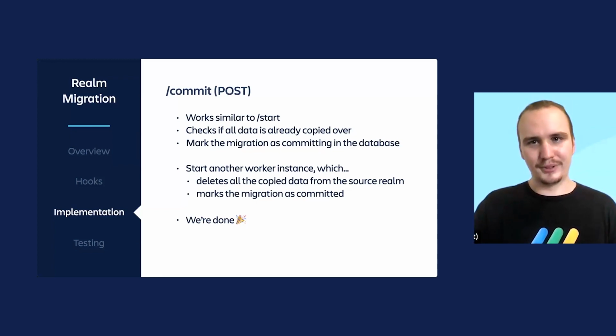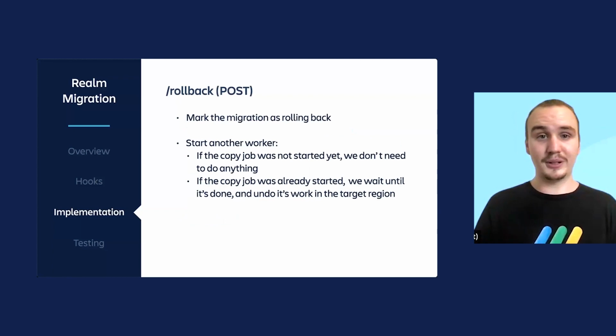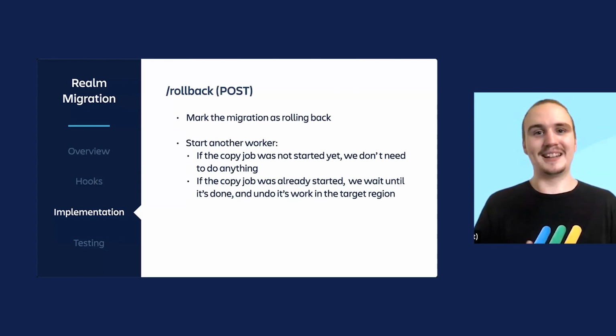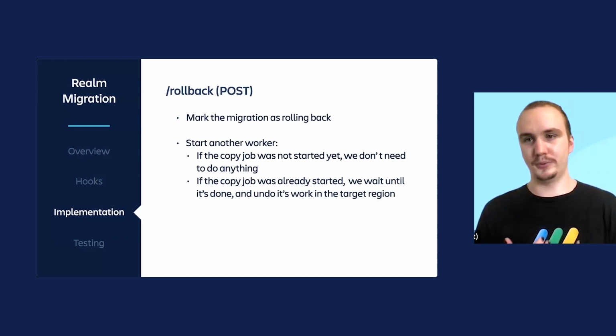Okay, but what if something goes wrong? In case something goes wrong, we will receive a rollback hook. The first thing we do in the rollback event is that we mark the migration as rolling back. We start another worker. This worker checks if any data was already copied, and if no data was copied yet, there's nothing to be done, nothing to be rolled back. But if the copy was already started, we wait until it's done, and then we undo all the work it did in the target region.